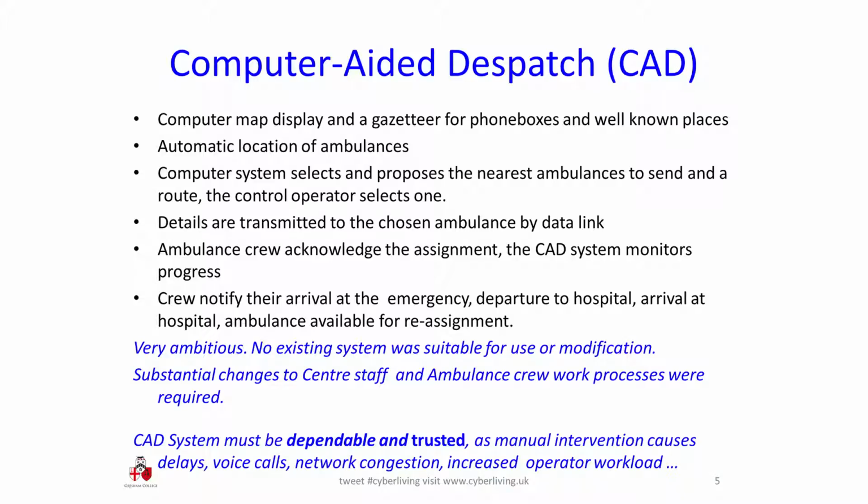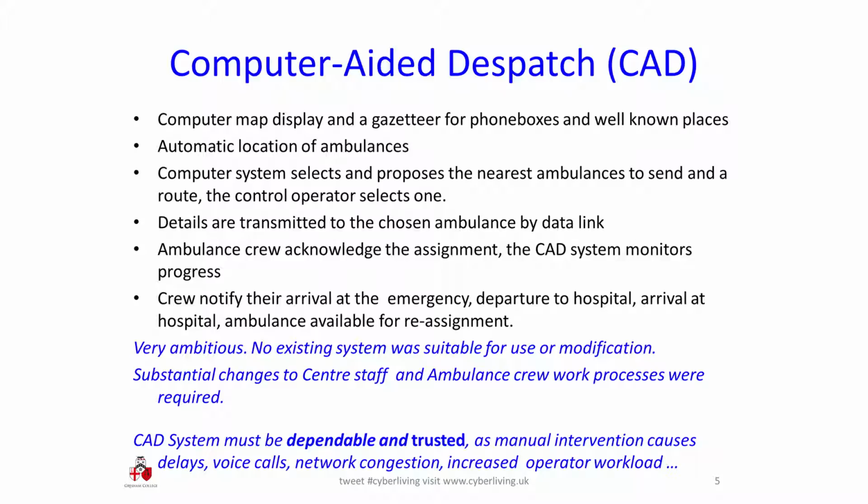So the computer-aided dispatch system was conceived, and that involved a computer map display, a gazetteer so that you knew where the phone boxes were, because of course most emergency calls were coming in from phone boxes. This was before the widespread adoption of mobile telephones. Automatic location of ambulances was part of the system, so that you knew where the ambulances were. You didn't have to phone the local ambulance station to find out where they were likely to be. The computer system would actually, from its information, select the appropriate ambulances to send and present a selection of them for the operator, the controller, to choose between.